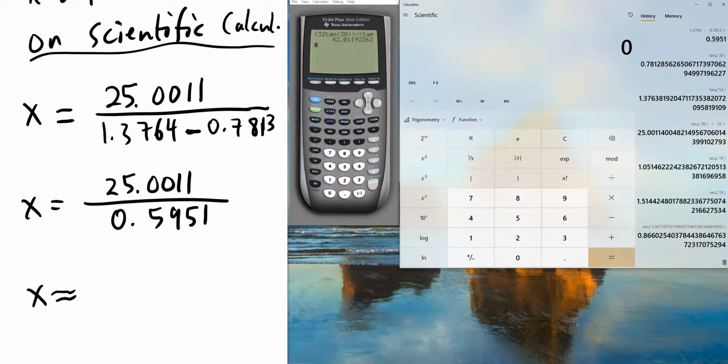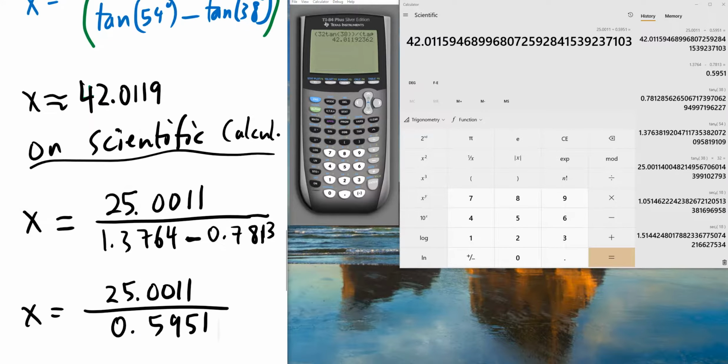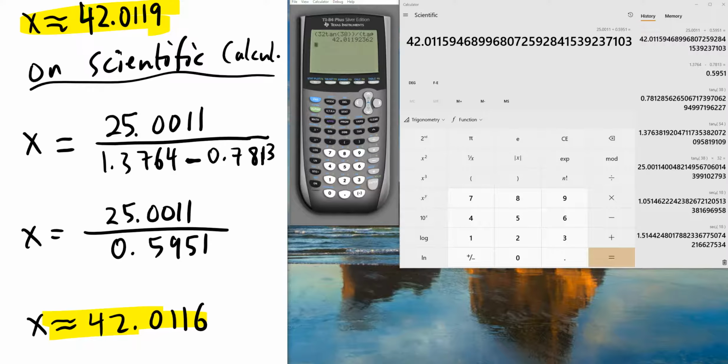So then let's see what we get for x. The last process is to divide them. 25.0011 divided by 0.5951. It's 42.0116. So compare the answers. This one with this one. Almost the same. Do you see it? Because we did more approximation in scientific than graphing. Both answers are fine. So if you are taking a test and you get either one, that should be fine.